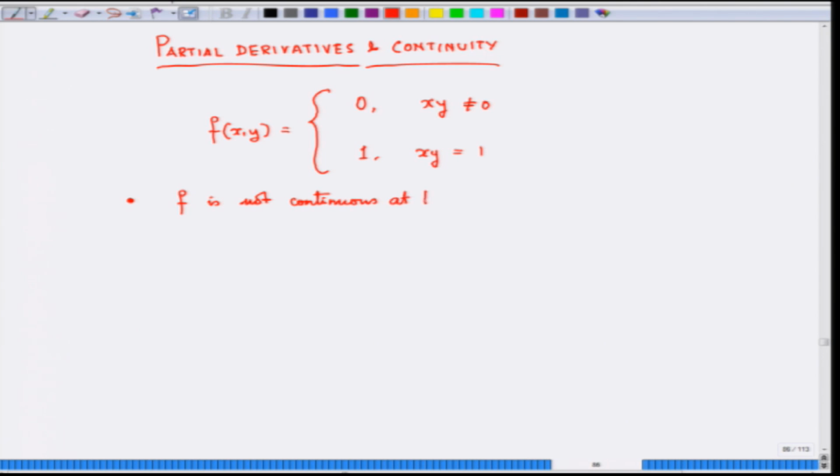People who have difficulty with this problem can ask this question in the forum and my TAs will answer you back. And the last one, which is more interesting, is that the partial derivatives with respect to x and y exist at 0, 0.